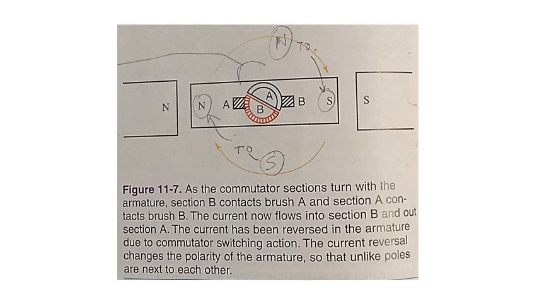In Figure 11-7, as the commutator turns with the armature, section B contacts brush A and section A contacts brush B. The current now flows into section B and out section A. The current has been reversed in the armature due to the commutator switching action. The current reversal changes the polarity of the armature so that unlike poles are next to each other.